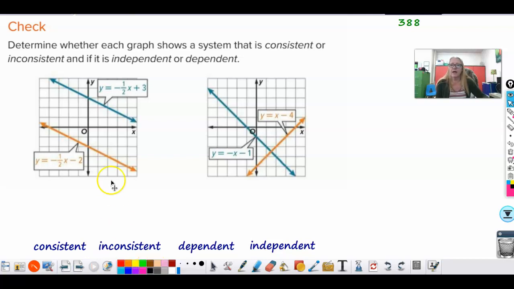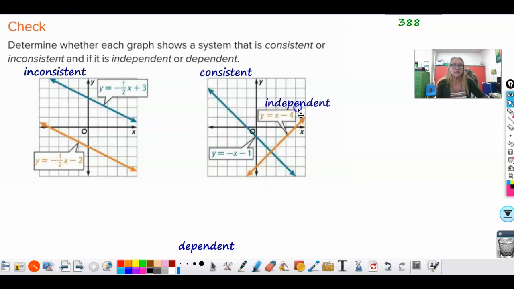Here we have this first system. Is it consistent or inconsistent? Is there one or more solution? Not to this one. This one is inconsistent, because there's no solution. And these are not dependent or independent. Remember, independent is one solution and dependent is infinite solutions. But there is not a dent word for no solutions. Now this one has one solution, so it's considered consistent. And because it's only one solution, it's independent. We reserve the word dependent for two lines that are the exact same line. These, not the case.